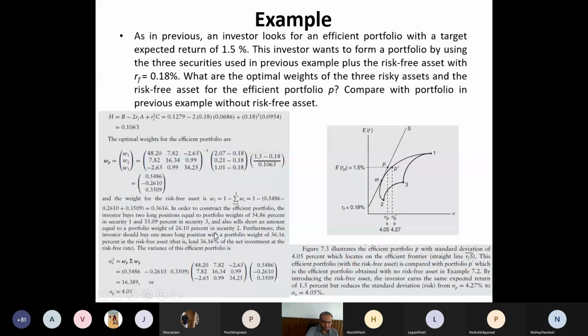I hope you understand this. Is this example clear to all? Any doubt? I am taking a 1 minute pause. Then we complete this topic of CML. Is it clear, or any doubt?